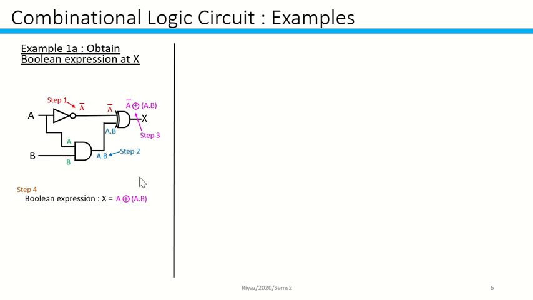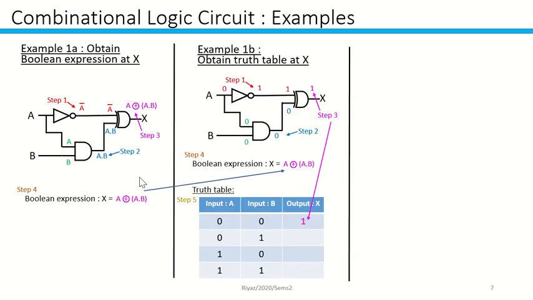So let's go for the next one. How are you going to obtain the truth table for X? Since you already have the Boolean expression, you just bring the Boolean expression over here, the step 4. We go for step 5. You're going to run the situation. Because there are only 2 inputs, there will be 4 possibilities: 0 0, 0 1, 1 0, and also 1 1.